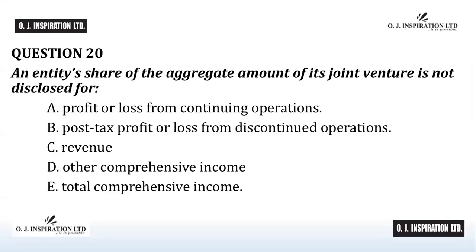Question number 20. An entity's share of the aggregate amount of the joint venture is not disclosed for A. Profit or loss from continuing operations. B. Post-tax profit or loss from discontinued operations. C. Revenue. D. Other comprehensive income. E. Total comprehensive income. Start counting.